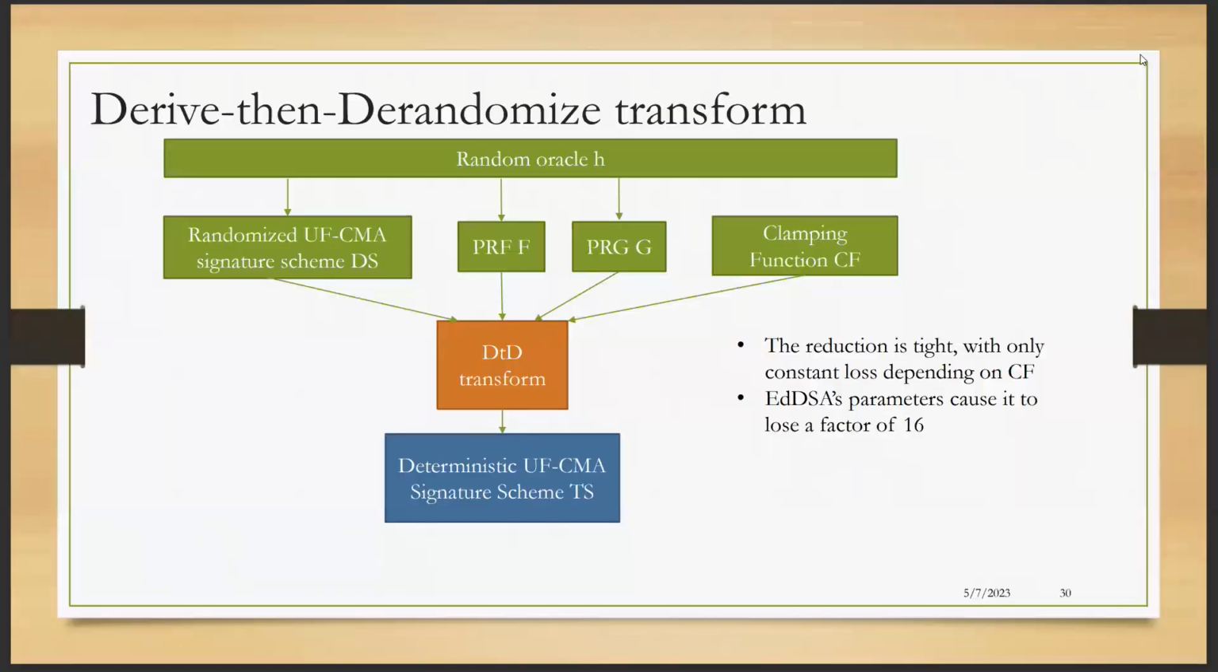One interesting thing about the DTD transform is that, first of all, the reduction is completely tight. We're only losing a constant factor based on how much of the secret key we lose during the clamping process. And the other interesting thing is we're not assuming independence for any of the components. So we do allow the digital signature scheme and the PRF and the PRG all to depend on the same underlying components, which is important in, for example, EdDSA when we're building them all from SHA-512 and its underlying compression function, which would be our random oracle here.